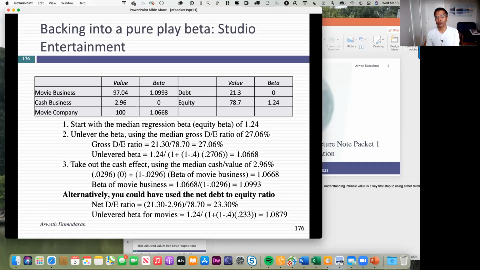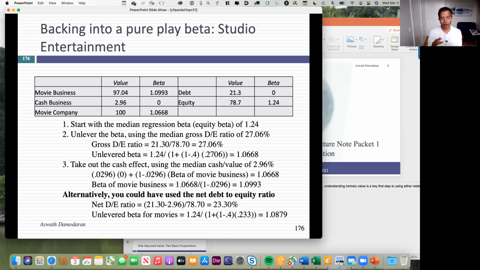So I'm going to go through two steps. It's going to be a little messy, so hang in there. First, I'm going to unlever the betas. So basically, I take the 1.24 levered beta. I use the 27% debt to equity ratio. I come up with an unlevered beta of about 1.07. So if you ask me, what's the unlevered beta for a movie company? My answer is about 1.07.